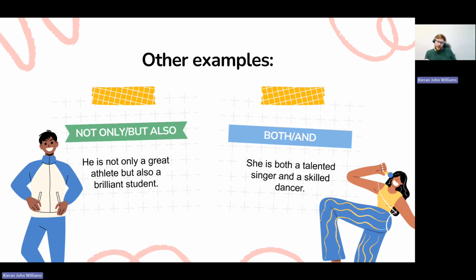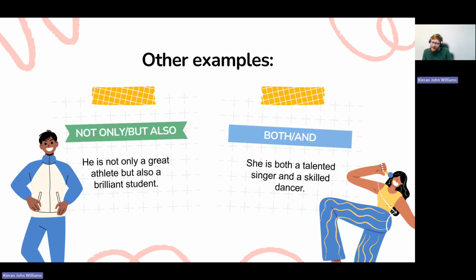So the first example here, we've got not only X, but also Y. So he is not only a great athlete, but also a brilliant student. So it means he is a great athlete and also a brilliant student. So we're trying to add some emphasis here. He isn't just a great athlete. He is also a brilliant student as well. Okay, so there's kind of two options and he is both of those options. So we use not only X, but also Y.